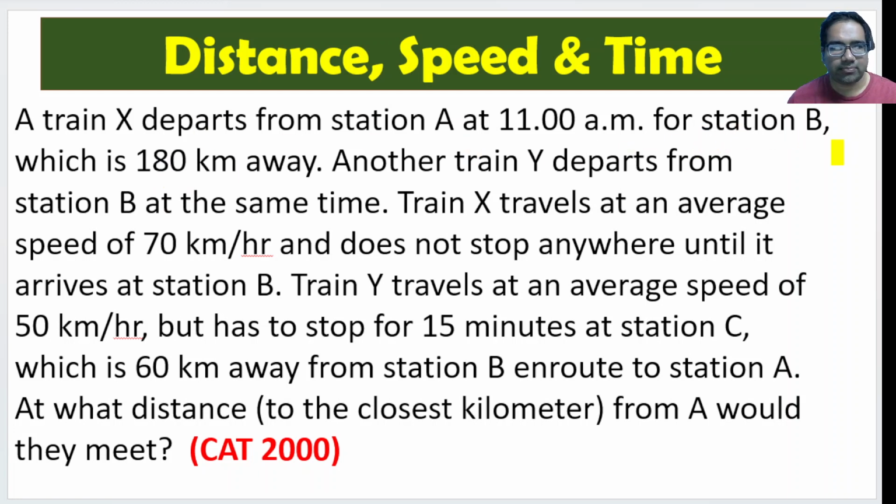There are two stations A and B, and two trains X and Y. X is starting at A at 11 a.m. and traveling at 70 kilometers per hour, and Y is traveling from B to A, traveling at 50 kilometers per hour. But this Y has to stop at station C for 15 minutes. This station C is 60 kilometers away from station B en route to station A. Right. And when do these two trains meet?